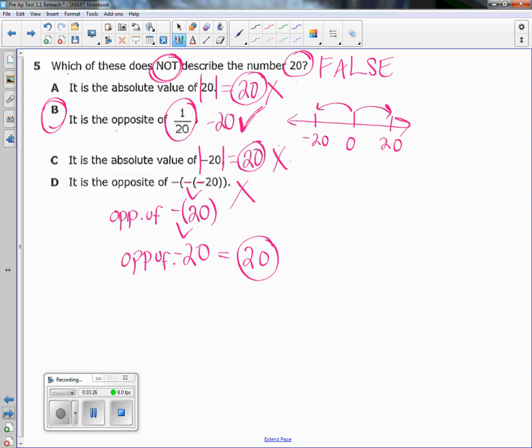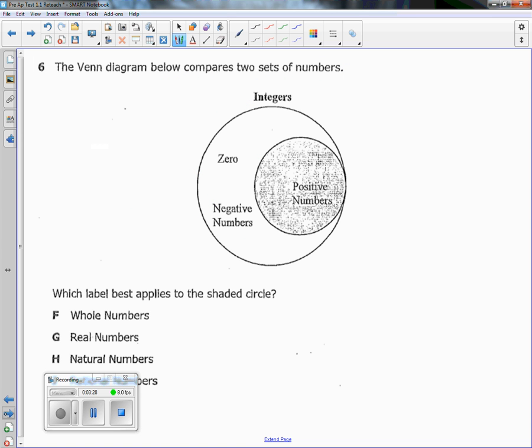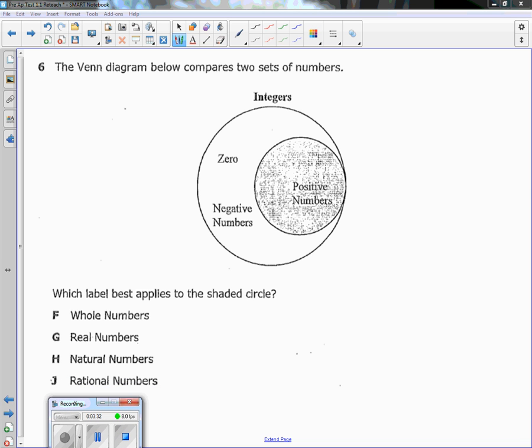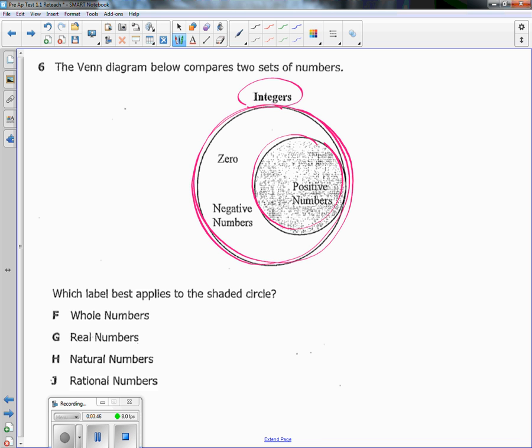Our next question is going to be number 6. So let me move this over or down. It says the Venn diagram below compares two sets of numbers. So we see that it's comparing integers. And integers is describing this whole circle. And then there's a circle that's inside that circle. And what that means is whatever's inside this shaded circle is also an integer.